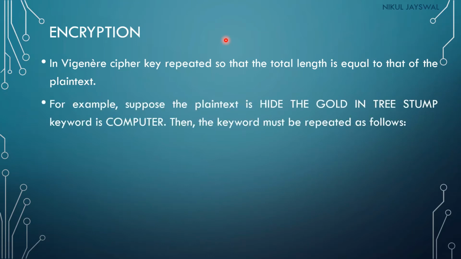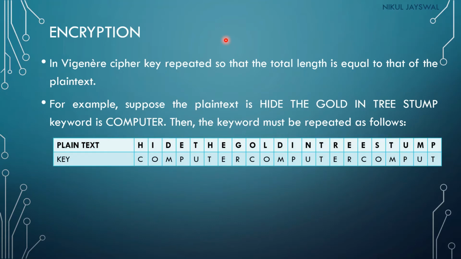For example, suppose the plain text is "hide the gold in the tree stump" and the keyword is "computer", then the keyword must be repeated as follows. We take the plain text and the key computer. The length of the key is not equal to the length of the plain text, so we repeat the key to make its length equal to the length of the plain text. If the key size is less than the plain text, we repeat the keyword to make it equal to the length of the plain text.